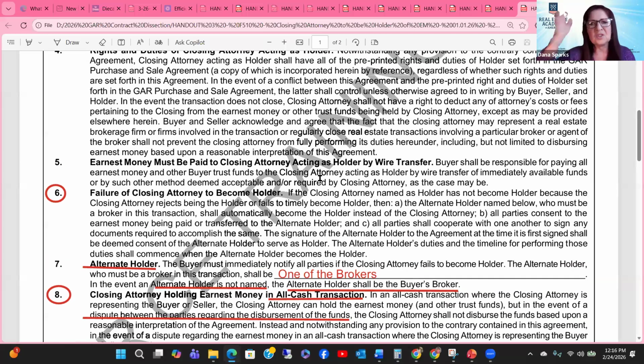However, what happens if a closing attorney says, no, I'm not going to do it? Not every closing attorney will agree to hold the earnest money. Some won't do it because they don't want to mess with it. Some won't do it if the earnest money isn't above a certain dollar value. Some won't do it until they get the earnest money. Some just won't do it.